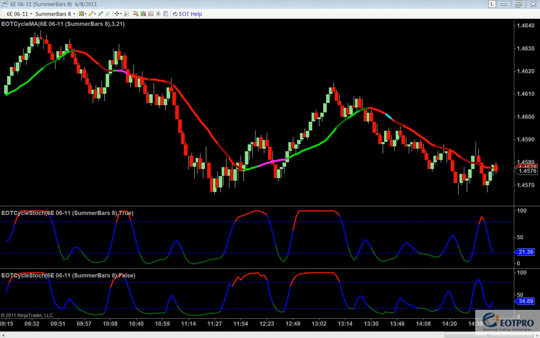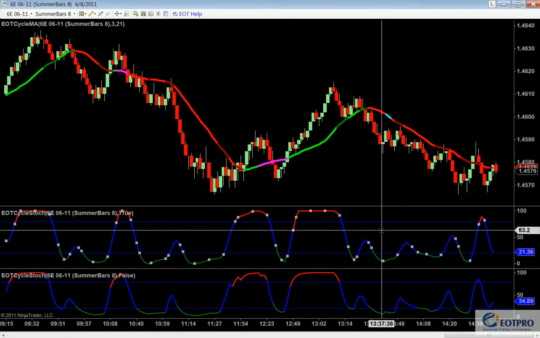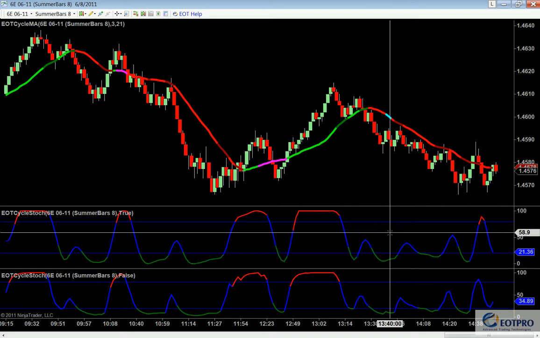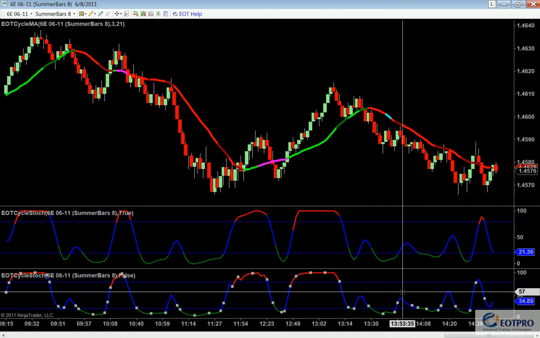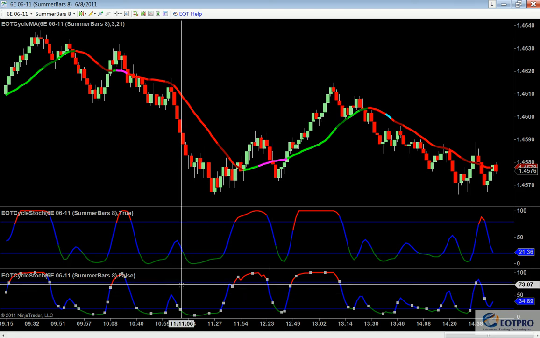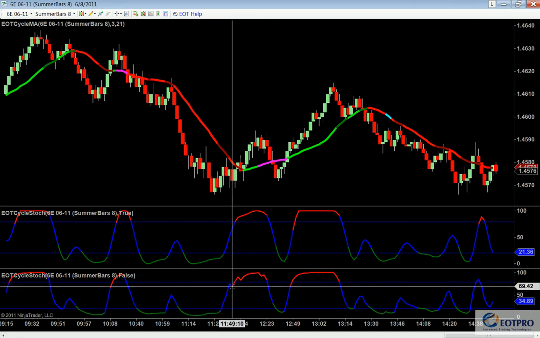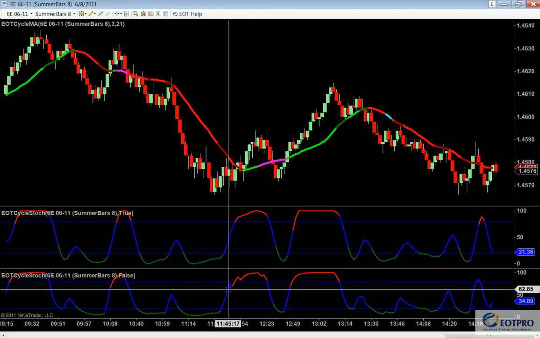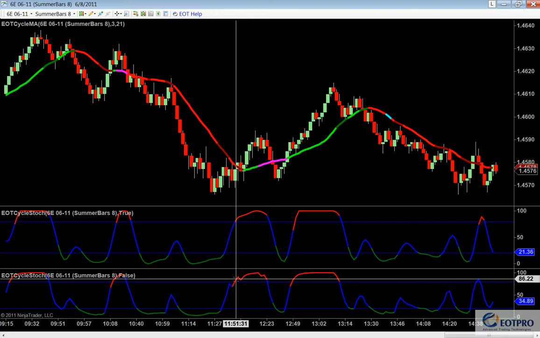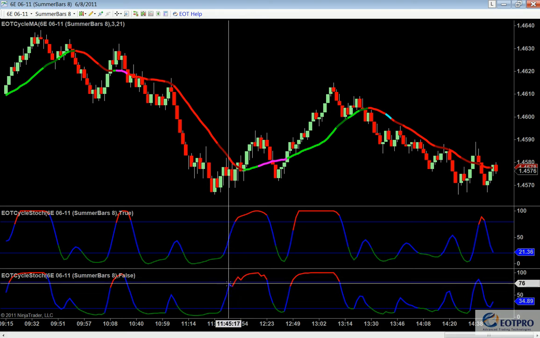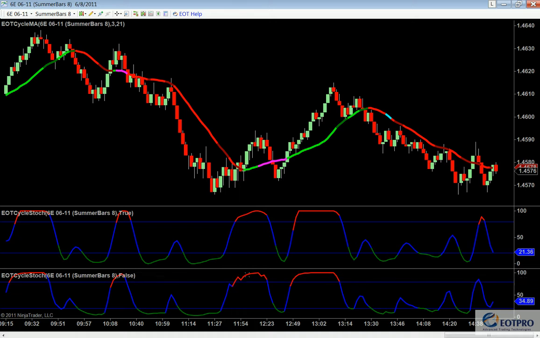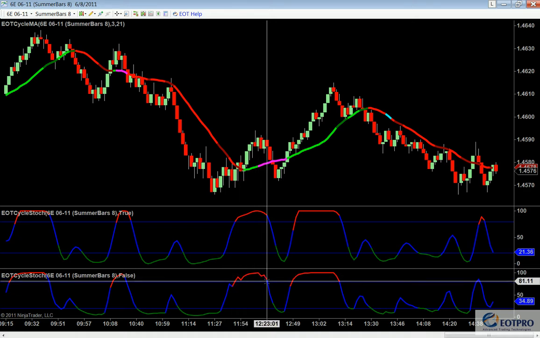We're talking today about EOT Cycle Stochastics. Inside the stochastic indicator is a setting where you can smooth it, which is the top one, or you can not smooth it, which is the bottom one. You can notice some differences between the top one and the bottom one. In this case, the bottom one was a little bit more jaggy, where the top one wasn't.